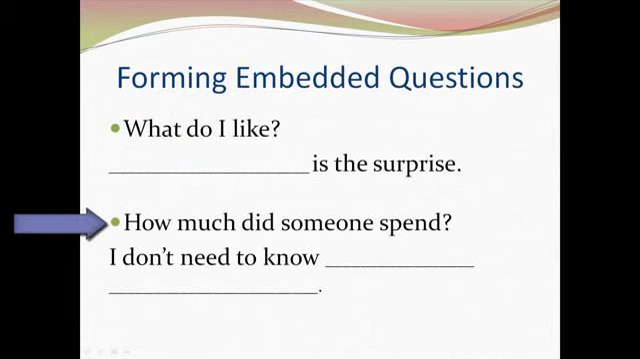Look at the second real question. How much did someone spend? First, we place our question word, how much, our subject, someone, and our verb. Now look, this verb is in the past tense. We no longer need a helping verb, but we still need to show that this is a past tense verb. We use spent. I don't need to know how much someone spent.